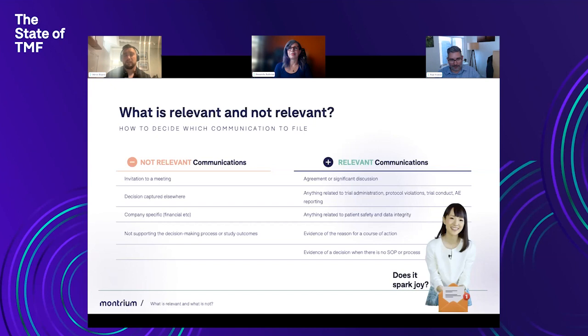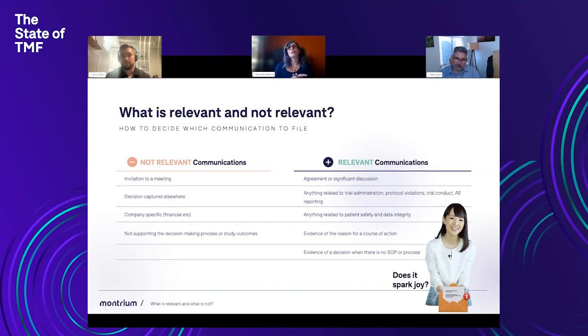Absolutely. So now we have a good understanding of what's not relevant, and of course this list could be very, very long, but ultimately we're giving you some guidelines on the rules we should be thinking about when we look at relevant and not relevant communications. Obviously, there's also a defined scope of what is relevant to be filed. Donatella, could you walk us through what you would decide is relevant communications when it comes to filing those in the TMF?